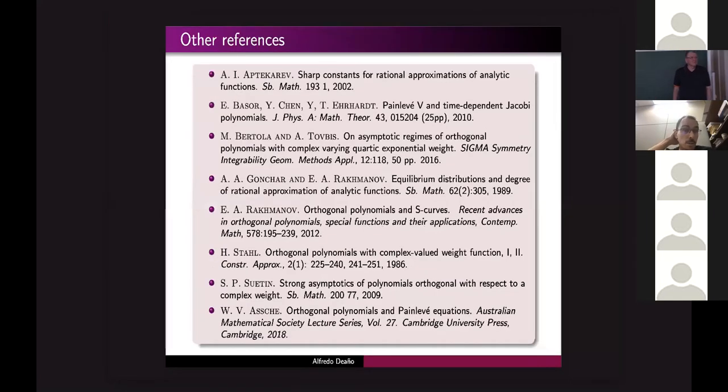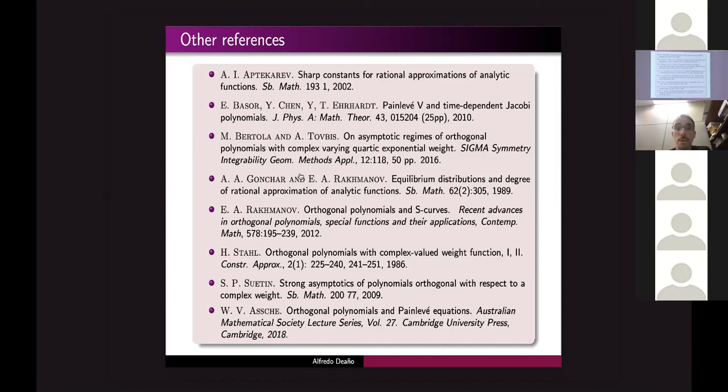So just to finish, to give all the references, to refer to all the people I've worked with and many others on these complex orthogonal polynomials, there is this paper of Stelbaser, Zhang, Chen, and Thorsten Erhard on Painlevé 5 and time-dependent Jacobi polynomials. So this connection was known. They consider a deformation of the Jacobi weight with a real parameter. The methodology for the geometric analysis and the continuation in parameter space and the breaking curves is based on work of Marco Bertola and Alexander Tovbis that considered other examples, the quartic exponential weight, for example.